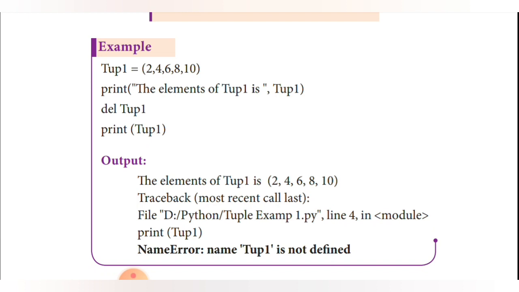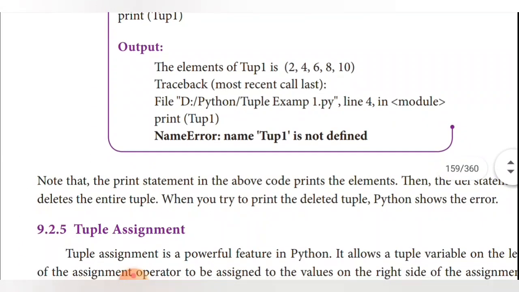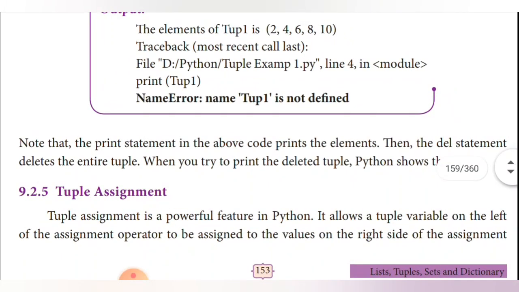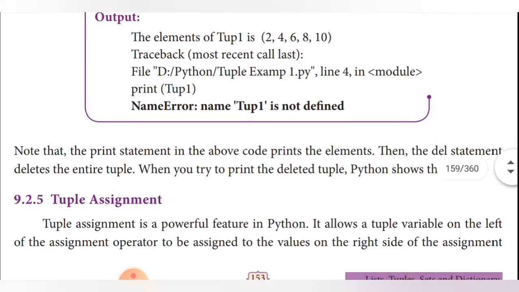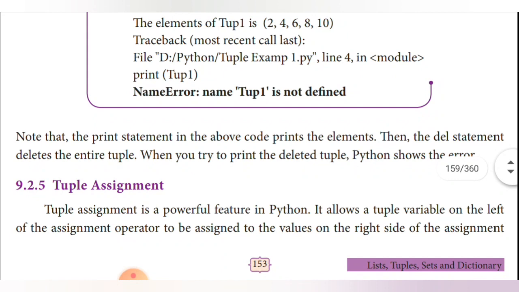So we defined tip 1, but we are deleting the tuple. After deleting the tuple, we are not able to get the same tuple again. The del command is used to delete tuples. Note that the print statement in the above code prints the elements. The del statement deletes the entire tuple. After deleting the tuple, we are not able to get the tuple again.